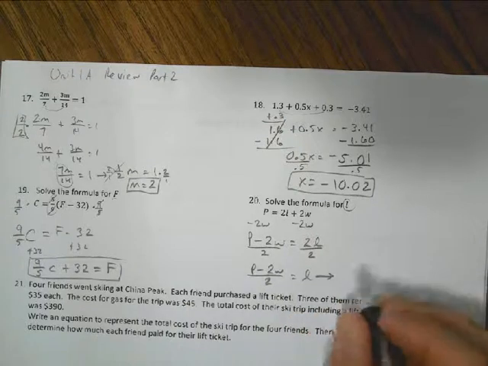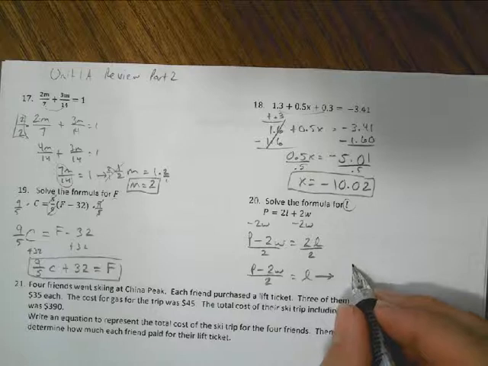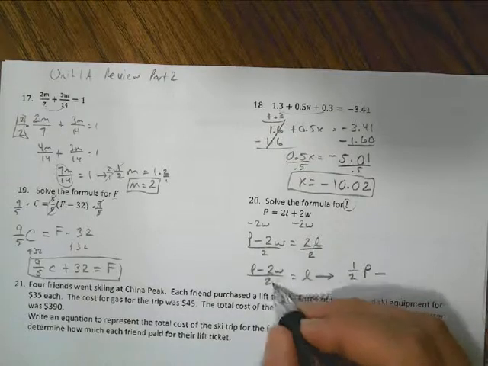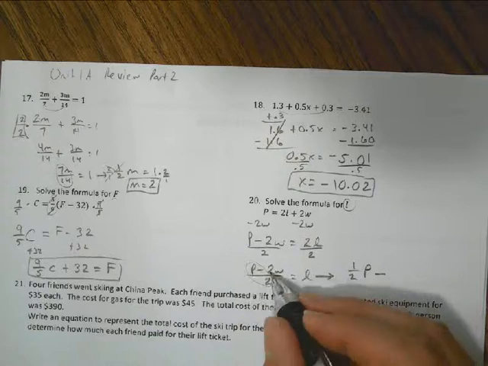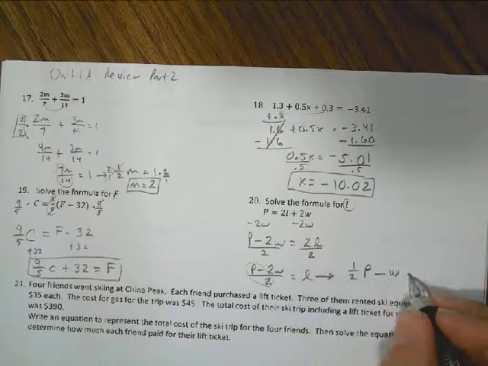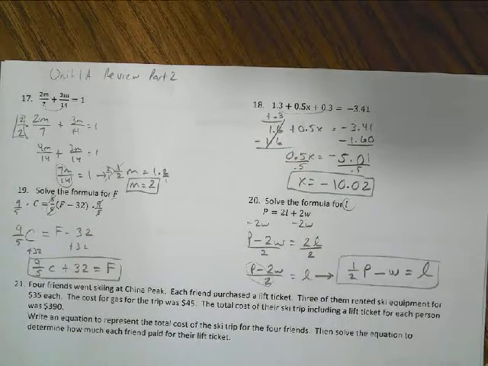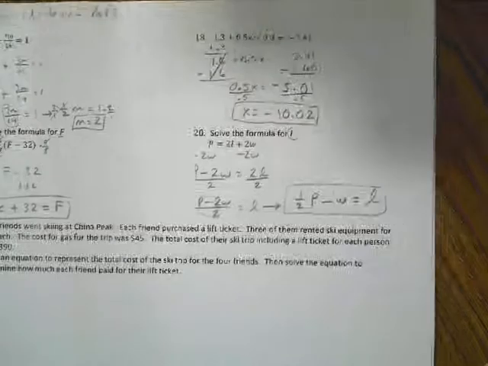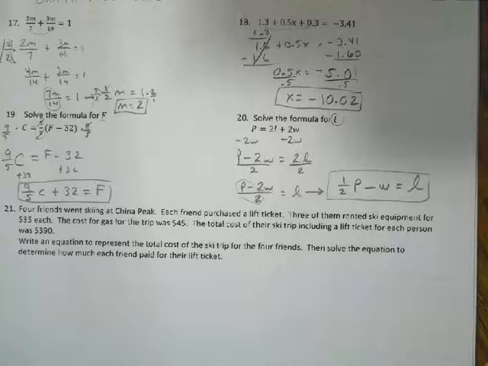They might want you to rewrite this. I could rewrite this as 1/2 of p minus, because I can break this up here, as 1/2 p minus 2 over 2 is 1. So that reduces to 1 minus w equals L. So I could rewrite it as such. Just depends on how far your teacher wants you to break that down. Let's look at number 21 together. It's a word problem here.